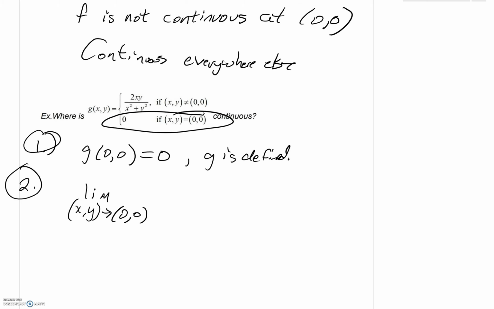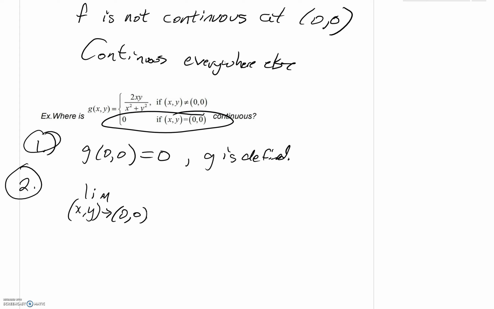Multivariable calculus, we're finishing up lesson 14.2, very last example, very last problem here. We're trying to find out where this function is continuous. And the problem, evidently, whenever you have a piecewise function, appears to be where the break in the definition occurs, namely at the point (0, 0).